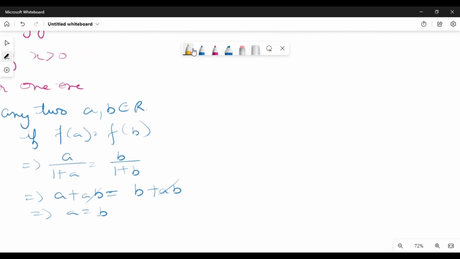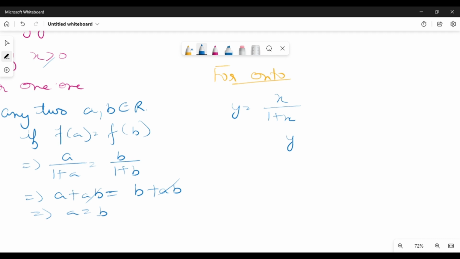Now let me prove it is onto. For onto, what do I have to do? I have to check y. Where will y lie? Now look here: x over 1 plus x, that is y. Now where will this y lie? Here x is greater than or equal to 0, which means x can take the value 0.